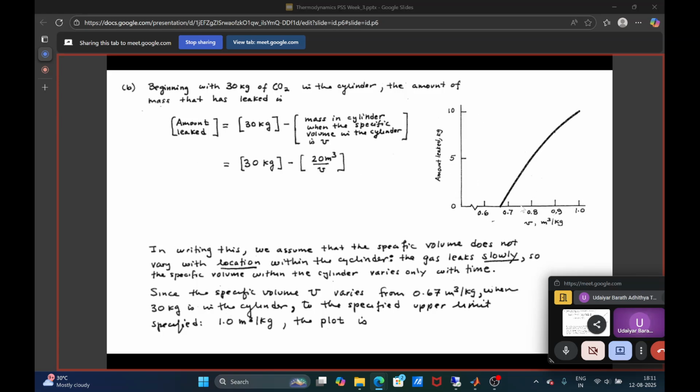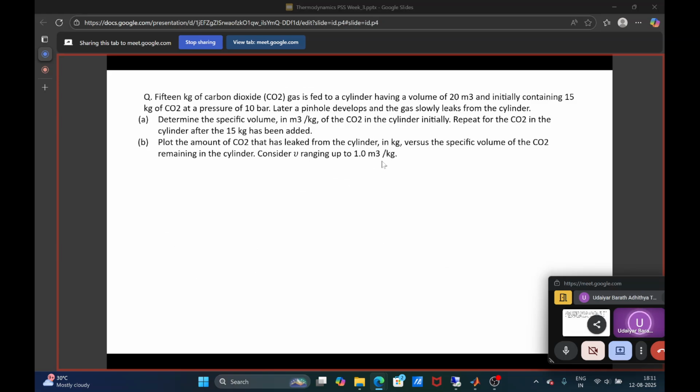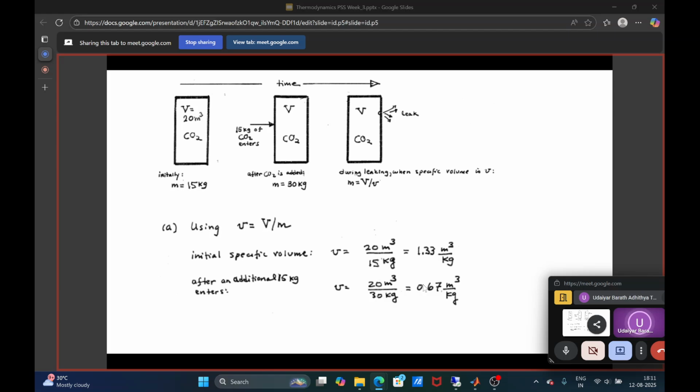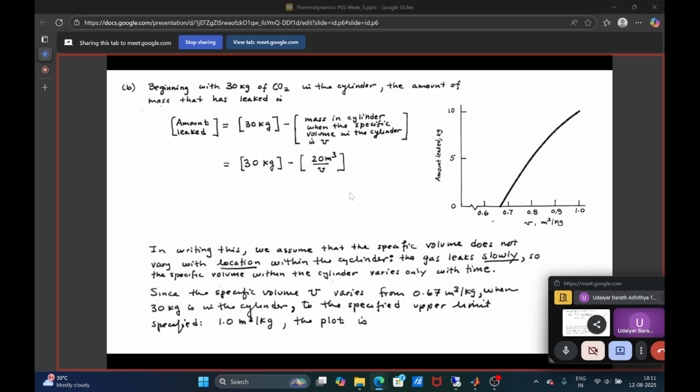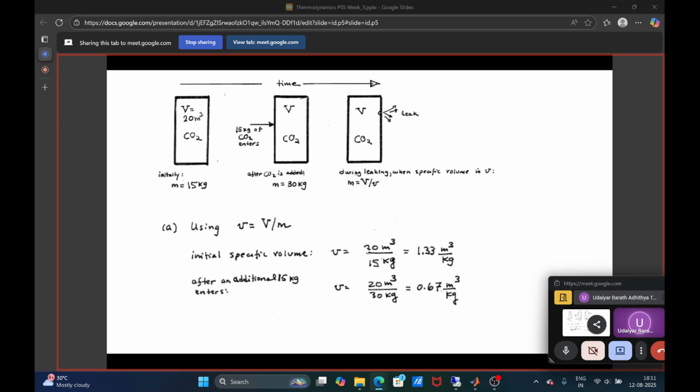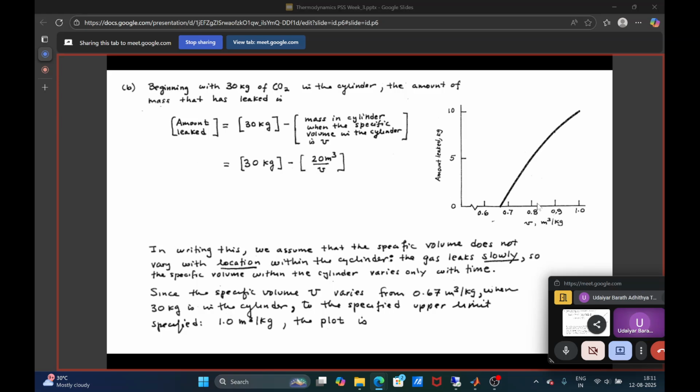For the plot, they have asked to vary V up to 1 meter cube per kg. The initial specific volume is 0.67, so from 0.67 it will vary to 1, because at 15 kgs your specific volume is 1.33. So you are varying from 0.67 to 1. This is how the graph will look.